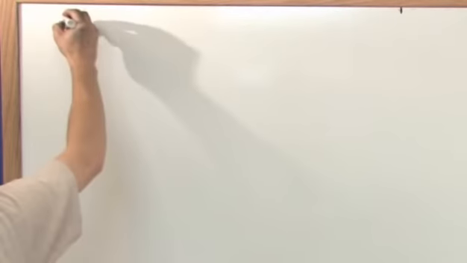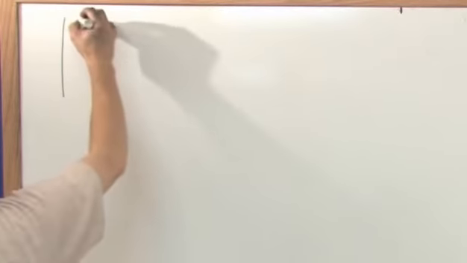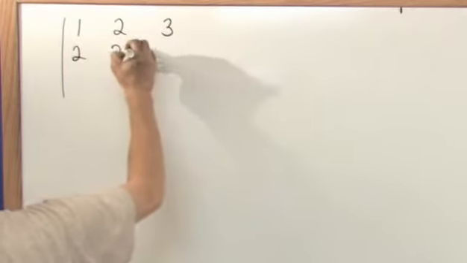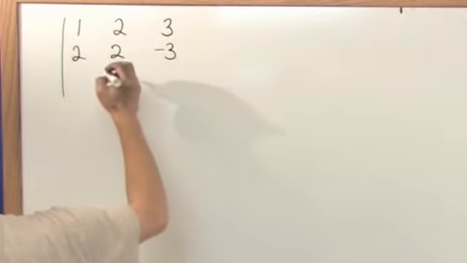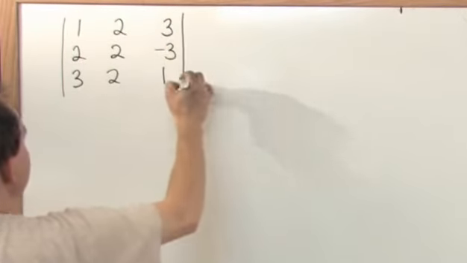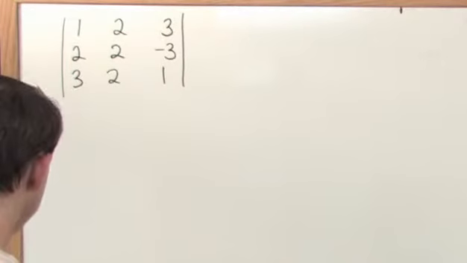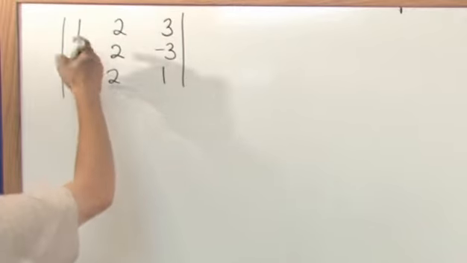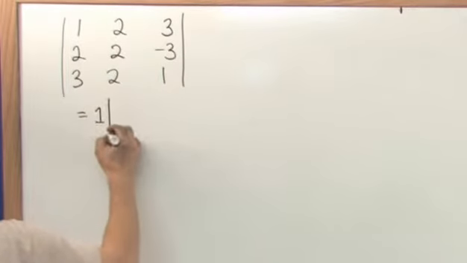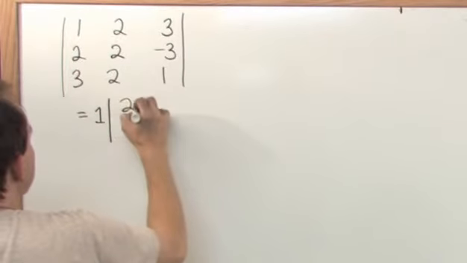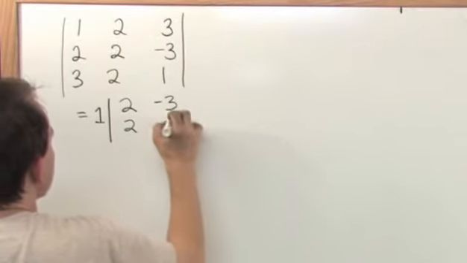Okay, for our last one, we're going to have a 3 by 3. 1, 2, 3. 2, 2, negative 3. 3, 2, 1. And take the determinant of that. Okay? And the way I'm going to do it is I'm going to start column by column. I'm going to put a 1 here. I'm going to take the determinant after I mark through these guys of whatever's left over, which is this. 2, negative 3, 2, 1.